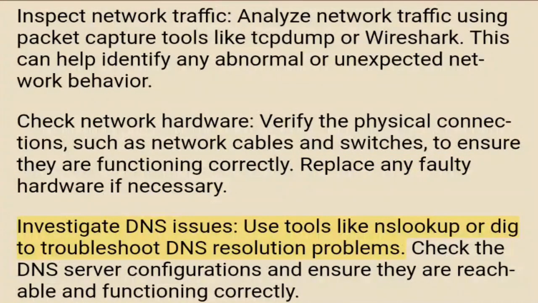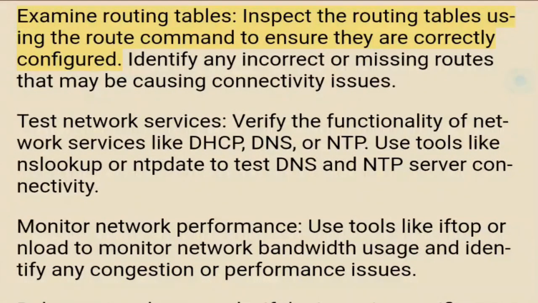Investigate DNS issues. Use tools like nslookup or dig to troubleshoot DNS resolution problems. Check the DNS server configurations and ensure they are reachable and functioning correctly. Examine routing tables. Inspect the routing tables using the route command to ensure they are correctly configured. Identify any incorrect or missing routes that may be causing connectivity issues. Test network services. Verify the functionality of network services like DHCP, DNS, or NTP. Use tools like nslookup or ntpdate to test DNS and NTP server connectivity.